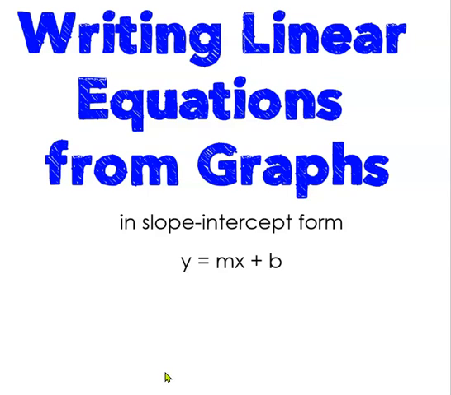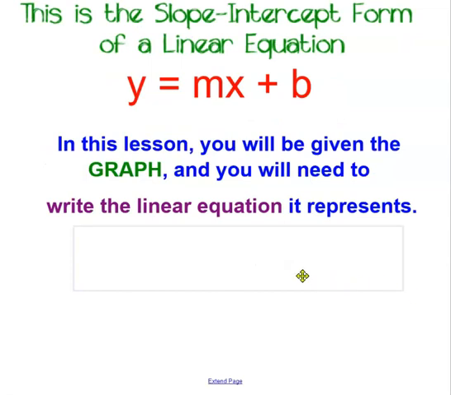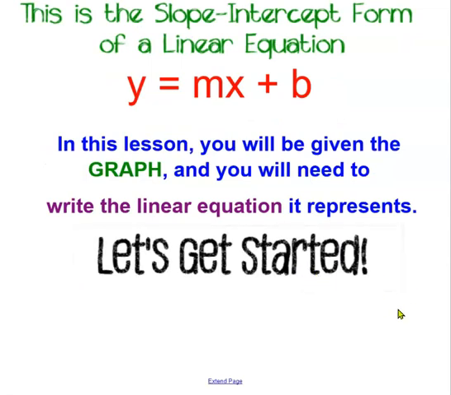In this tutorial, you'll learn how to write linear equations when given a graph. We'll be writing our equations in slope-intercept form, known as y equals mx plus b. So let's get started. First things you need to know for slope-intercept form of an equation is that the coefficient of x is the slope, and the b position number is the y-intercept.